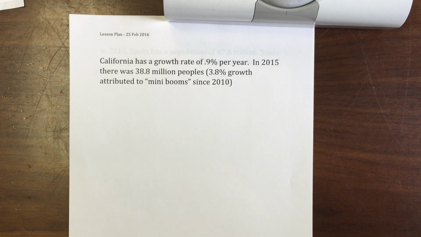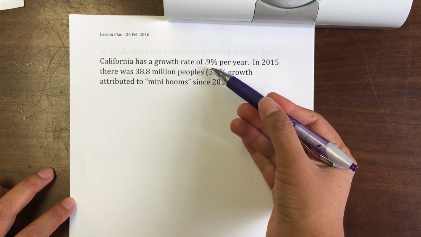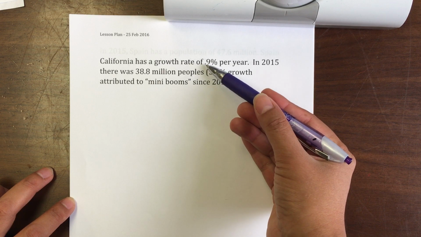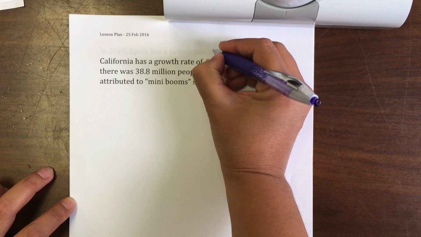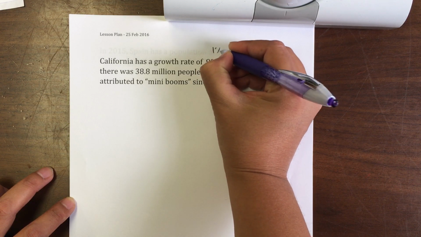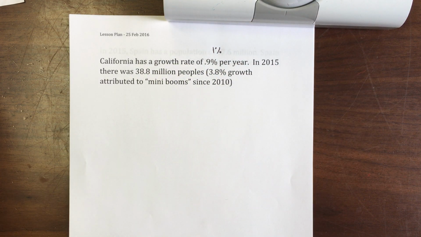Just to make it easier, I don't want you to round in the word problems, but right now I'm just going to do that. 0.9% is very close to 1%. Okay, so we're going to round it up only for this exercise.